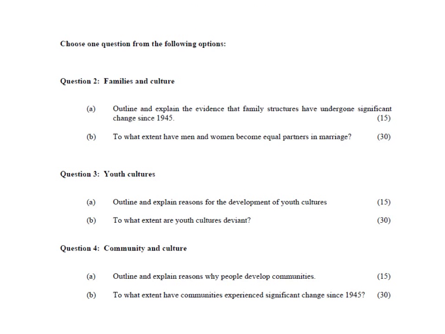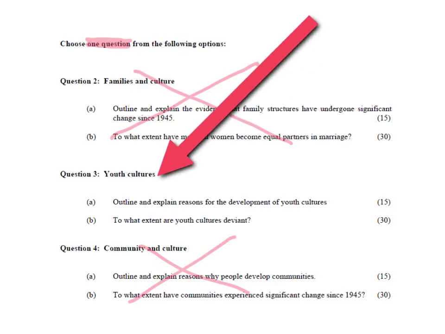Now, what you can see on the screen at the moment is the layout for the second section of the SY1 exam. And if we look at the instruction at the top, what it says that you've got to do is choose one question from the following options. And you'll see that there are 3 options here. So clearly you just ignore the options on families and culture and community and culture, because these are not the topics that you've been taught. And instead you just need to focus on the youth culture section.